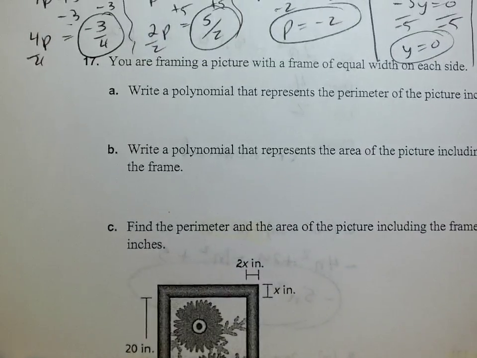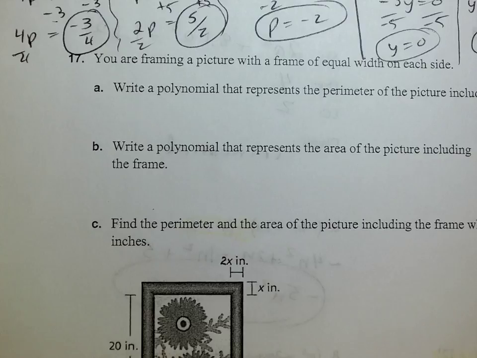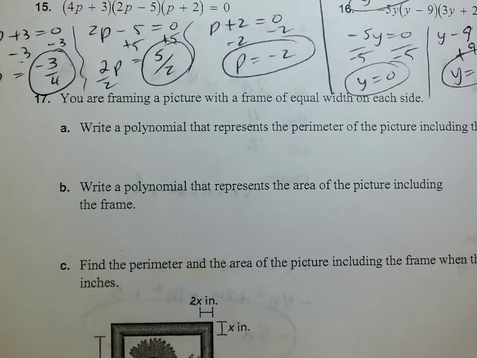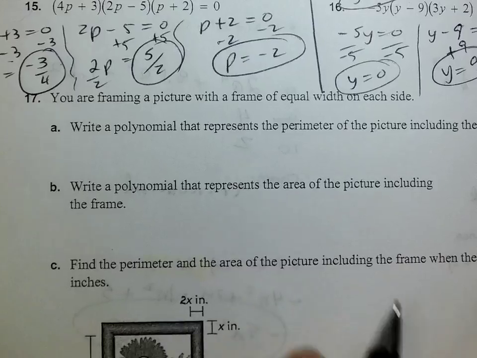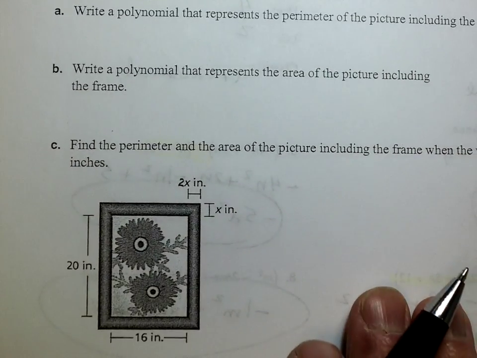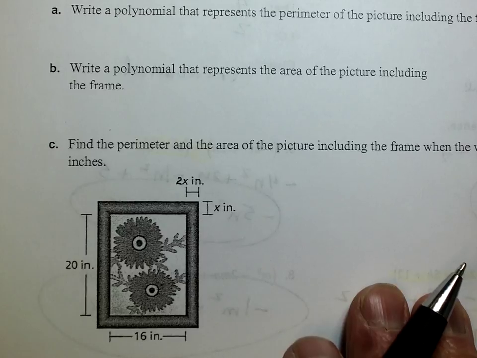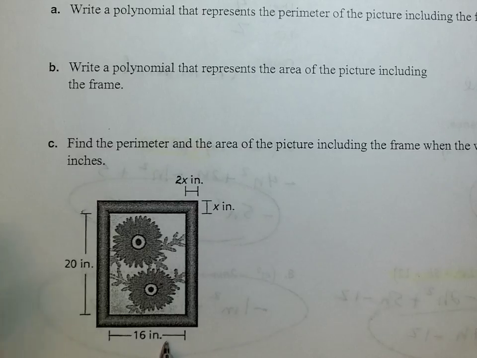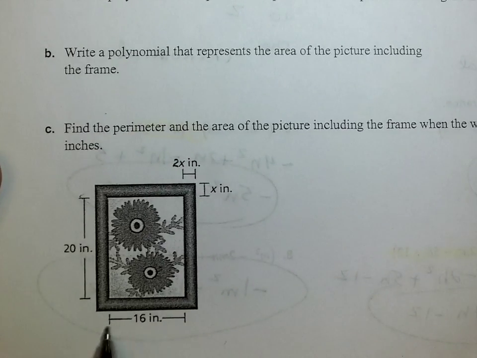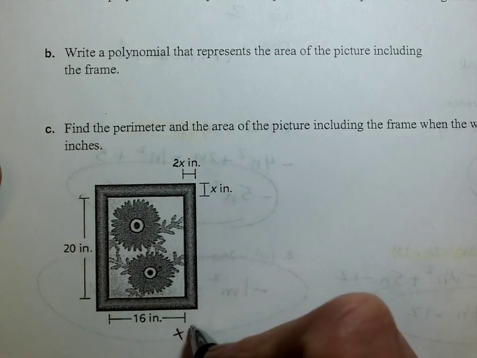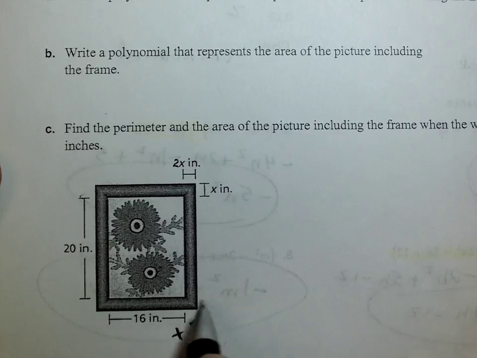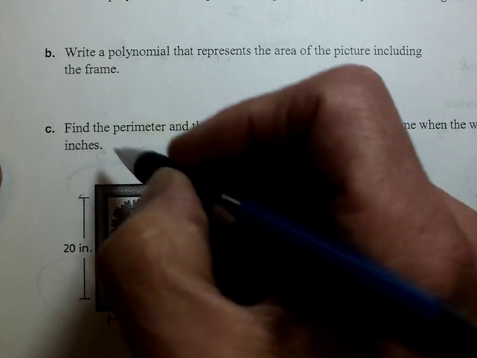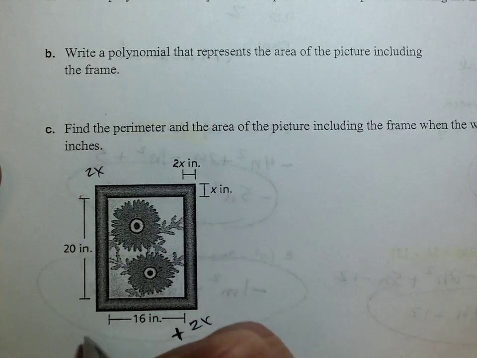Now, 17. Here's our hard problem. But we can do this. Let's check this out, okay? So, first of all, here's our picture down here. Write a polynomial that represents the perimeter. So the perimeter all the way around. I'm going to have, watch right here, 16 plus 2x for the frame, right? And then this is probably 2x also, plus another 2x right here.